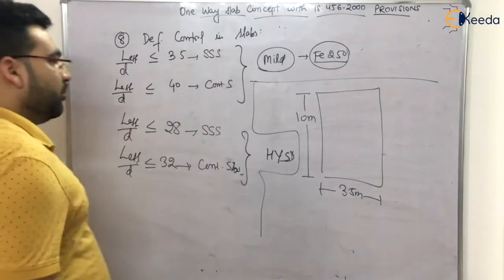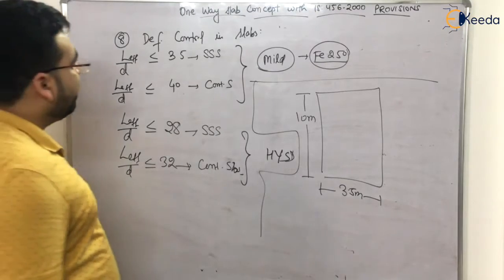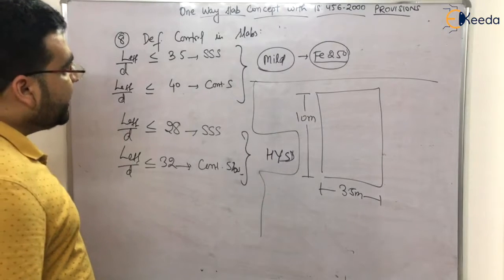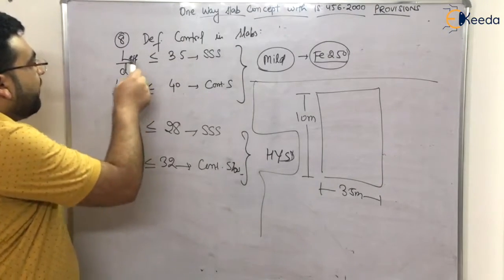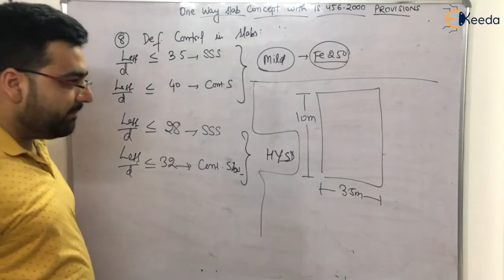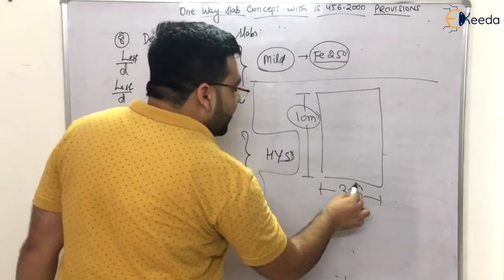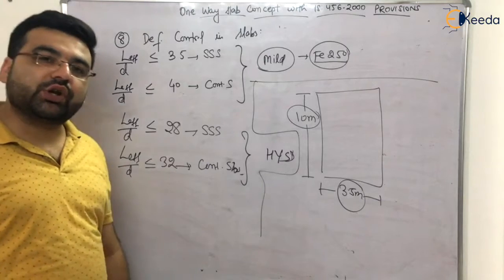3.5 into 2 is 7, which is less than 10, so the ratio is more than 2. 3.5 meters is given for this side, and you have been given 10 meters as the length of the slab. Clear? Now, if someone asks you, sir, what will be the effective length of the slab? These are the effective lengths. Whether it will be 10 meters or 3.5 meters, what will be your answer? What do you think?